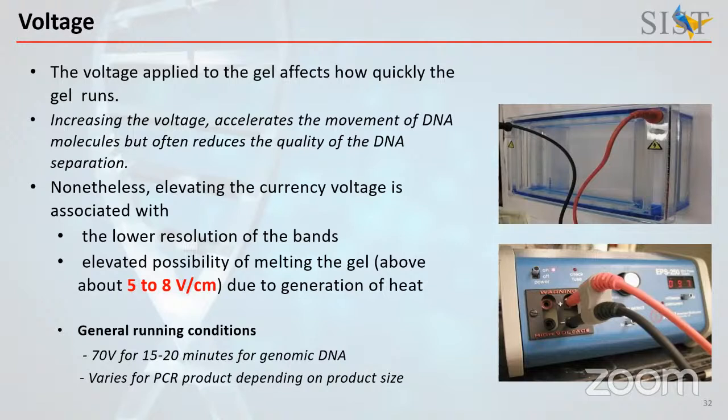So the general voltage we use in a laboratory is 70 volts or 50 volts for 15 to 20 minutes or like 30 minutes. All right, so that's the normal voltage. We don't go more than 80 volts. And this also varies for PCR products depending on the product size, because whether the DNA fragment is smaller or larger might contribute to whether the voltage can be increased or decreased in a gel electrophoresis.